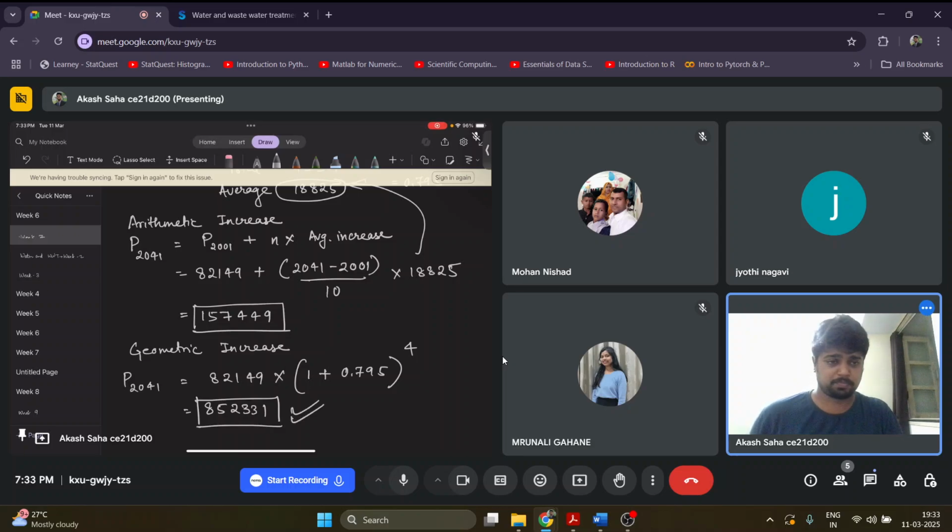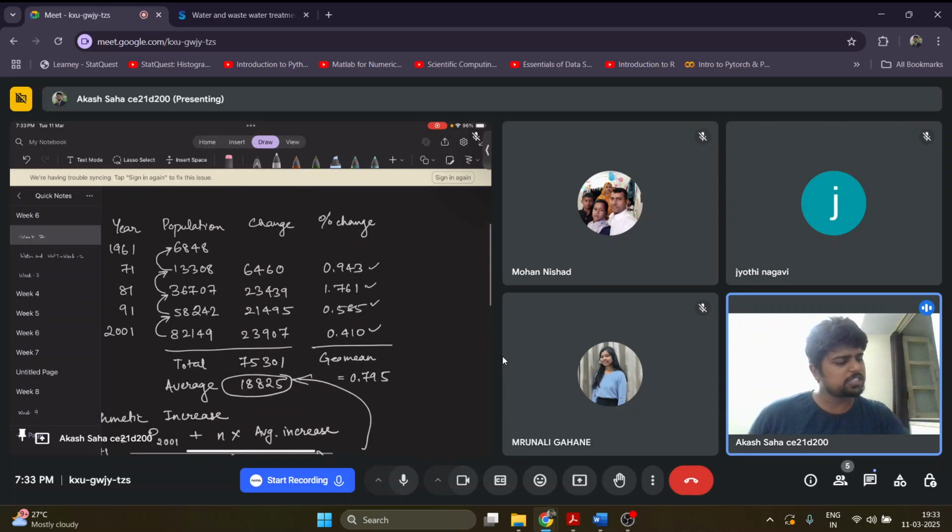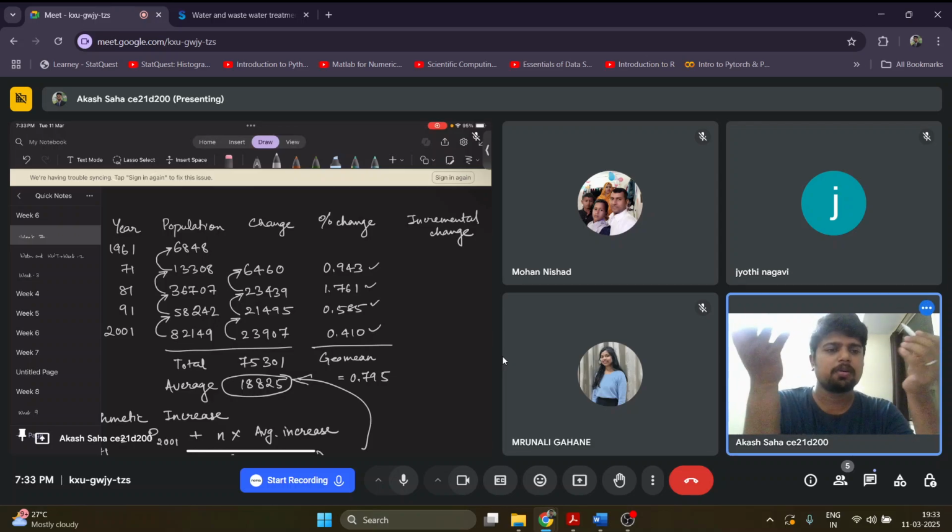So you can see the drastic variation between the two population forecasting methods. This is very high, whereas this has just increased a little bit. Okay, whereas this is very much higher than the other increase methods. Okay, and the last one, the incremental increase. In the incremental increase, again we just have to find out the incremental change. So whatever the change, now we will just subtract like this: from 23,439 minus 6460, then we subtract like this. This subtraction can be positive or negative based on the change.